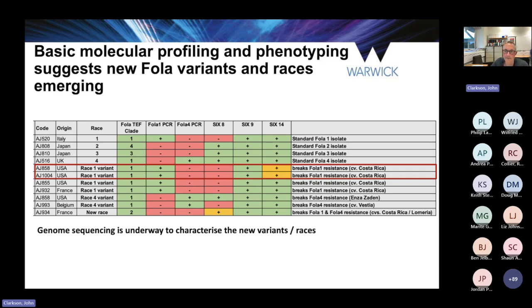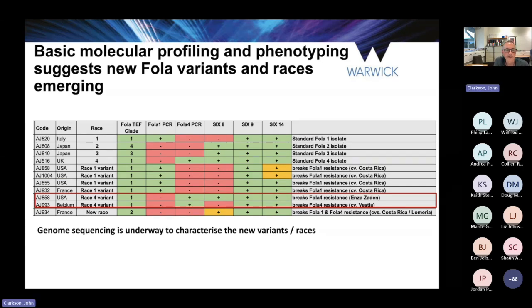And these isolates were known to break the differential resistance cultivar Costa Rica. So these are Costa Rica breaking variants. We also saw some variants that looked identical to race 1 in terms of the profiling that also broke Costa Rica. So in this case, the profiling is not really telling us much about the nature of these variants or why they are breaking resistance. We also saw some race 4 variants.